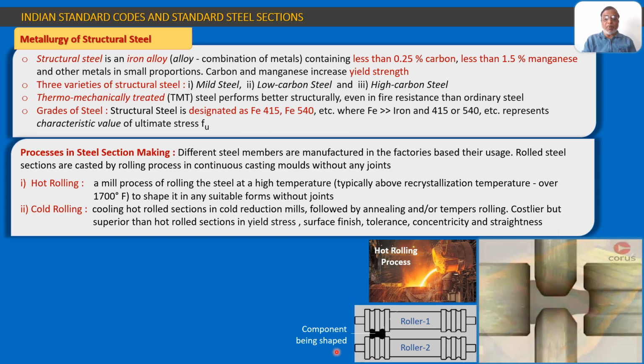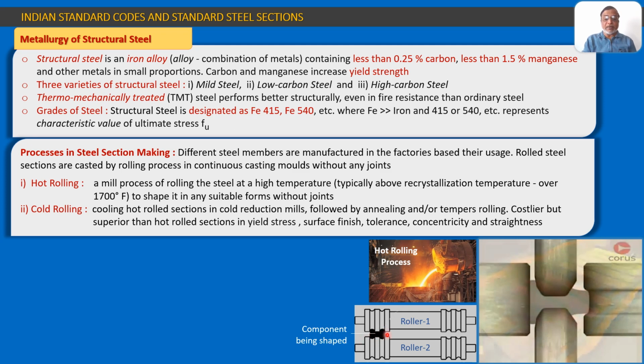This diagram illustrates the process of cold rolling and hot rolling. These are two rollers, and these rollers have at their ends some typical shapes. These shapes are typical for different types of steel sections. So they will be different for I section, different for angle section, different for channel section, and so on.